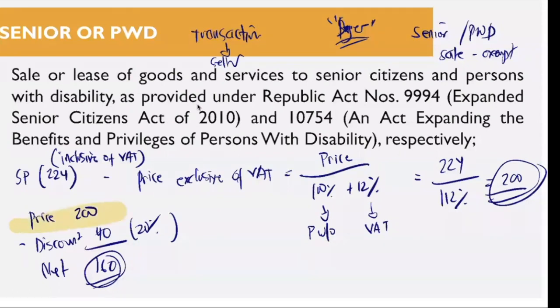Because again, the VAT or the business tax on the sale to a senior or PWD is exempt. So, kailangan kunin mo yung price exclusive of VAT or price exclusive of business tax. Okay? Senior or PWD, pag nagbenta ka, yung buyer mo ay senior or PWD, tanggalin mo yung business tax.